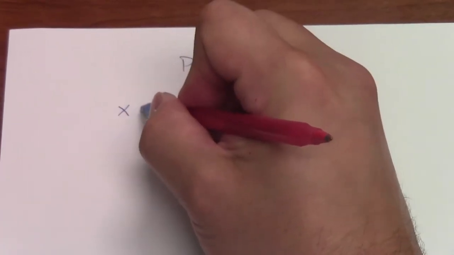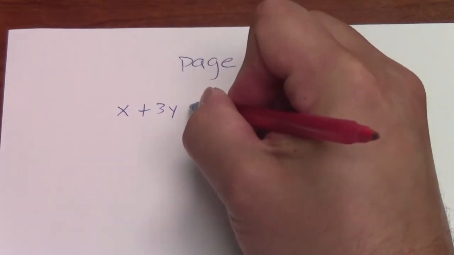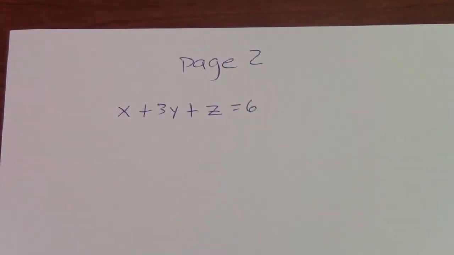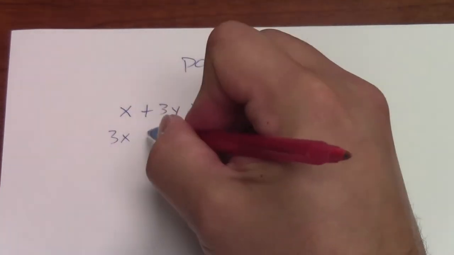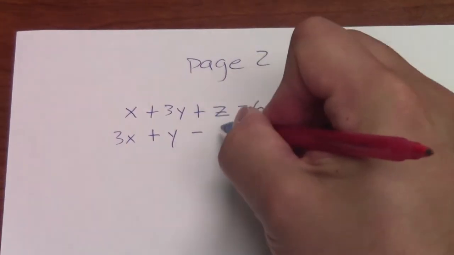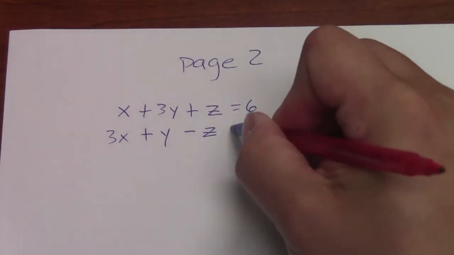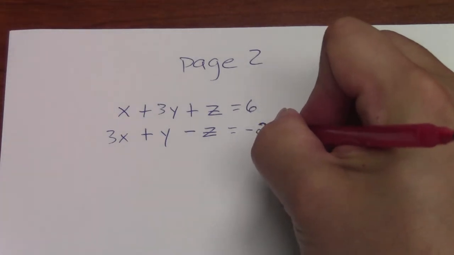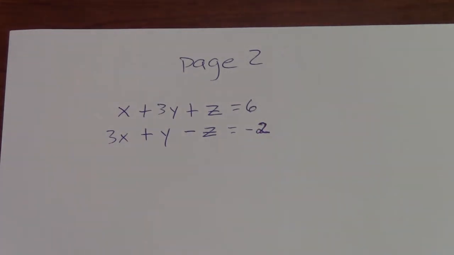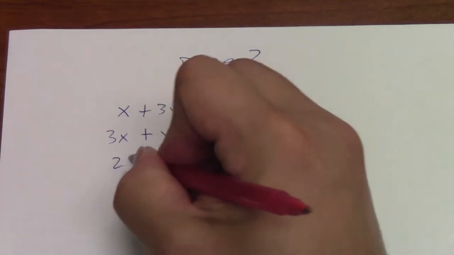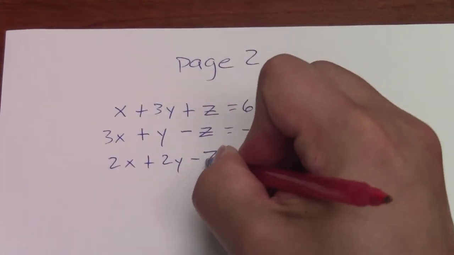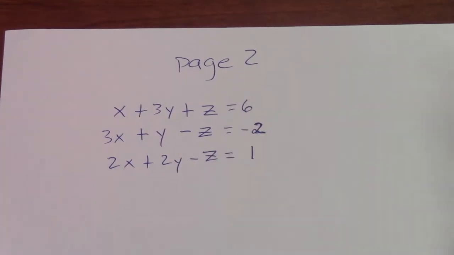So we have x plus 3y plus z equals 6. Then we've got 3x plus y minus z equals minus 2. And then we've got 2x plus 2y minus z equals 1.